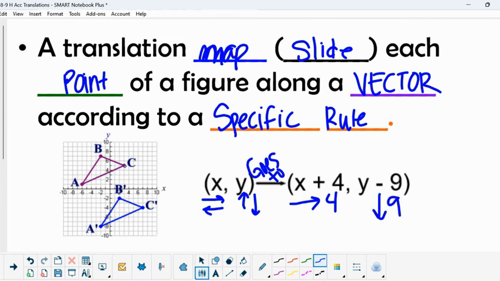It's saying C went to the right 4 and down 9 to get to C prime. So it went to the right 4 and down 9. And it followed what we call a vector. Every single point goes to the right 4 and down 9 for this particular translation. Now it followed a vector path, which is actually the straight line taking it from its original point to its prime point. So let's talk about a vector really quickly. Let me just remind you what a vector is with this.